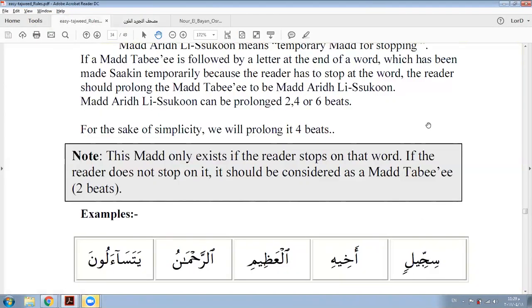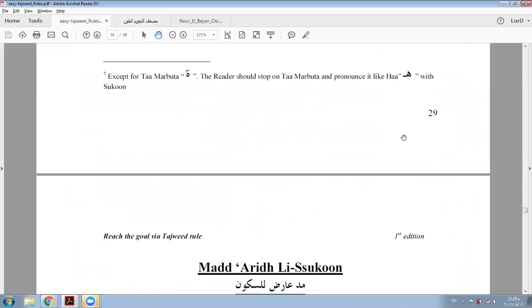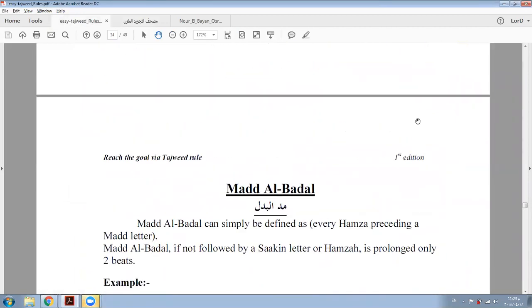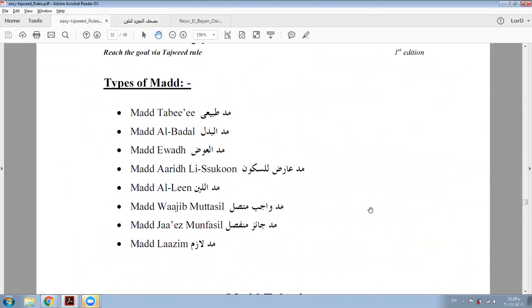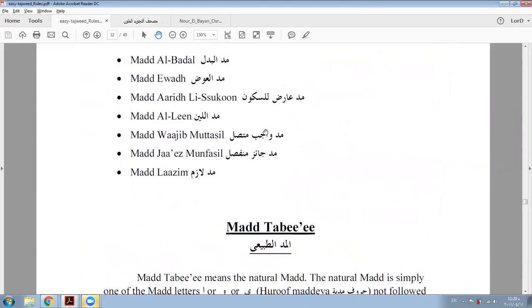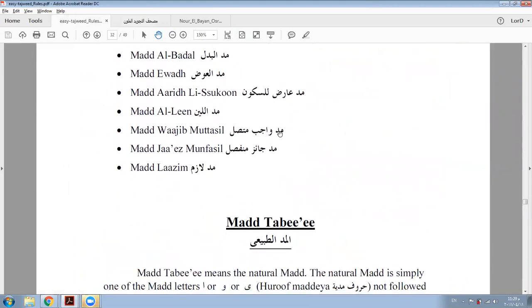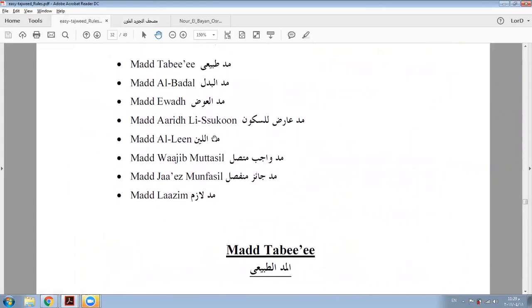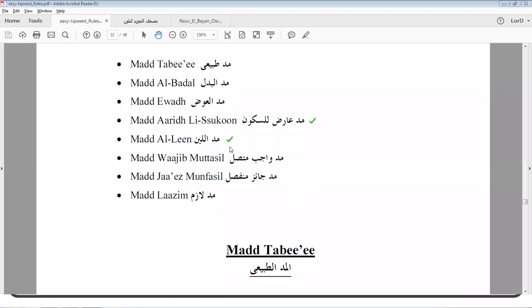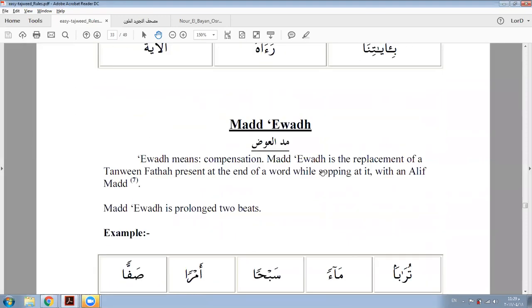So in Tajweed, we were talking about the types of mad, and we did about 3 types. We talked about the separated mad and the joined mad, and we talked about mad lean. So let's review these 4 types: مد عارض للسكون, مد لين, مد واجب متصل and مد جائز منفصل. So let's start with the مد عارض للسكون.